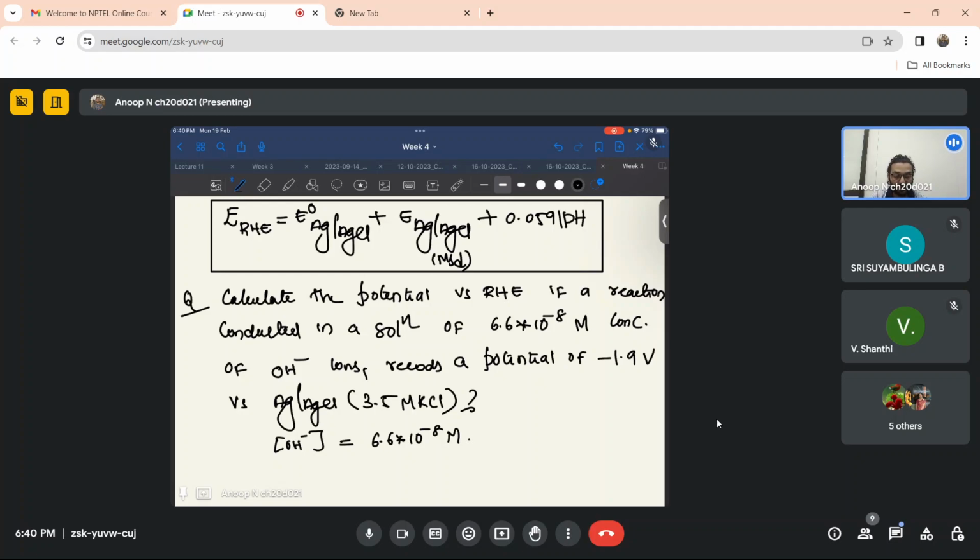Is it clear or should I start solving? So you have to apply a relation also here. If it is clear, you can continue, or I'll start solving it.